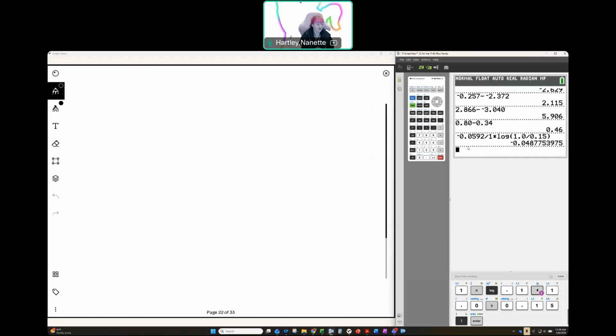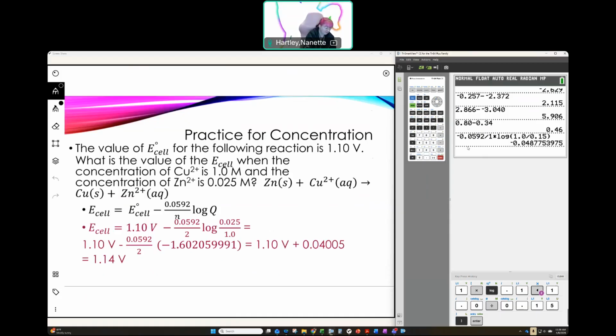Now, another practice when we talk about concentration. The value for E naught cell for the following reaction is 1.1 volts. We calculated that. What is the value of the E cell when the concentration of Cu2 plus is 1 and the concentration of Zn2 plus is 0.025 molar? We're talking about Zn solid plus Cu2 plus going to Cu solid plus Zn2 plus. So again, my product Zn2 plus, or my reactant, which is Cu2 plus, this one being 1.0 molar, this one being 0.025 molar.